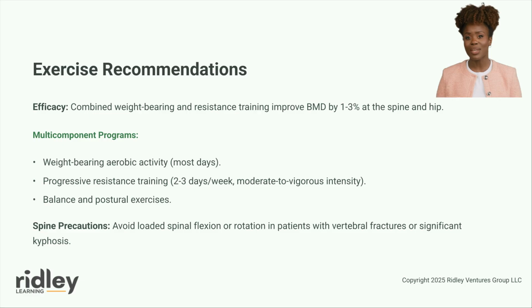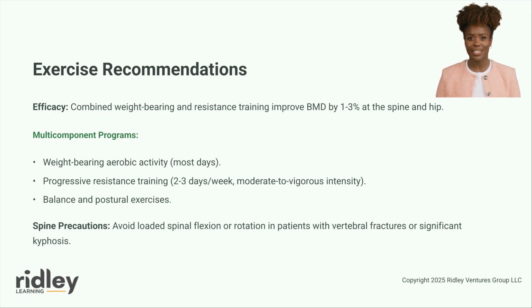A comprehensive meta-analysis of exercise interventions in postmenopausal women found that combined weight-bearing aerobic exercise and progressive resistance training produced BMD improvements of approximately 1 to 3% at the lumbar spine and hip over exercise periods ranging from 6 to 24 months. Resistance training appears particularly important for both bone and muscle outcomes. Moderate to vigorous intensity and progressive loading produce greater effects than low-intensity programs.